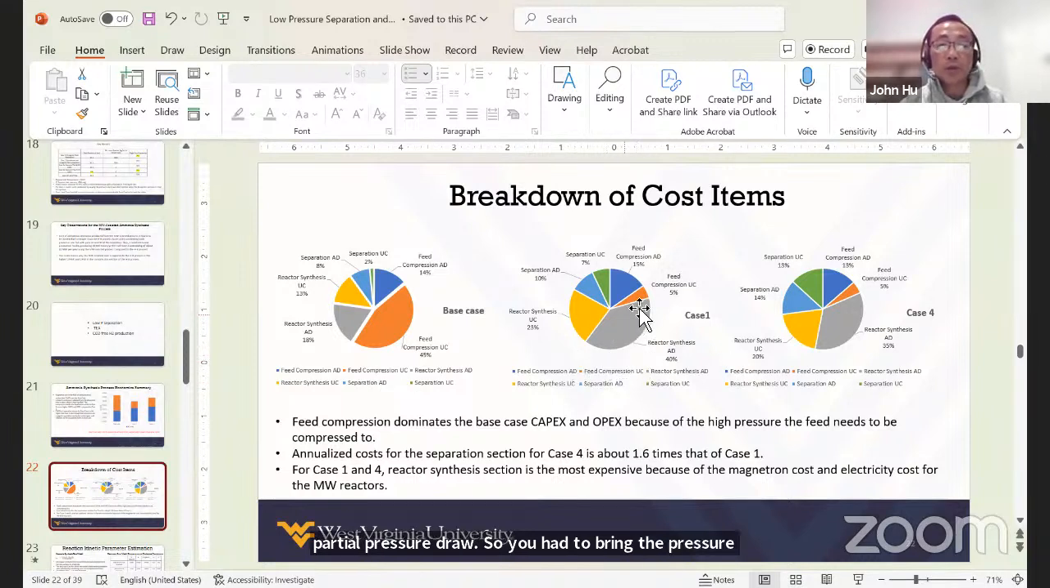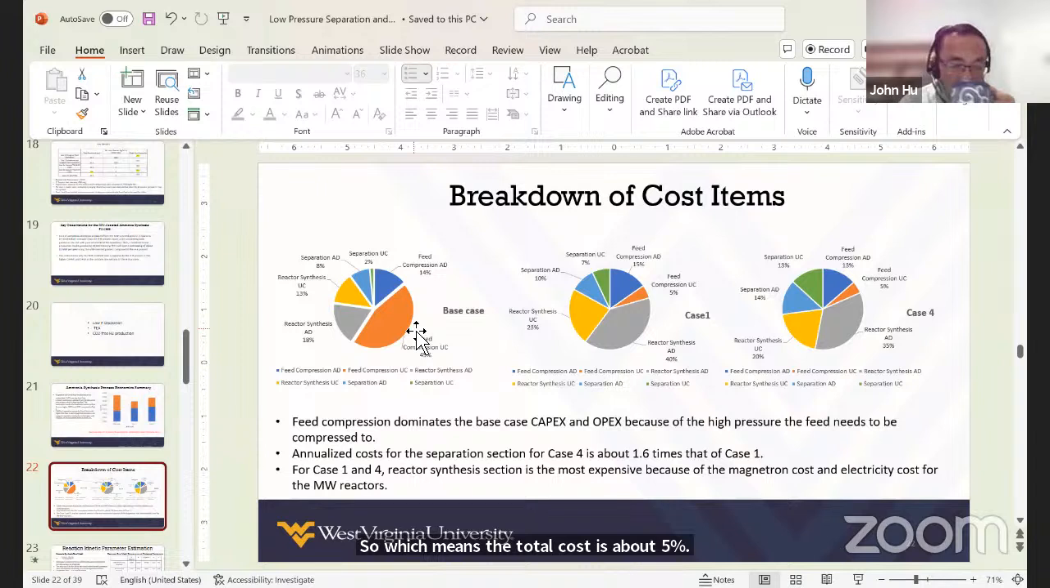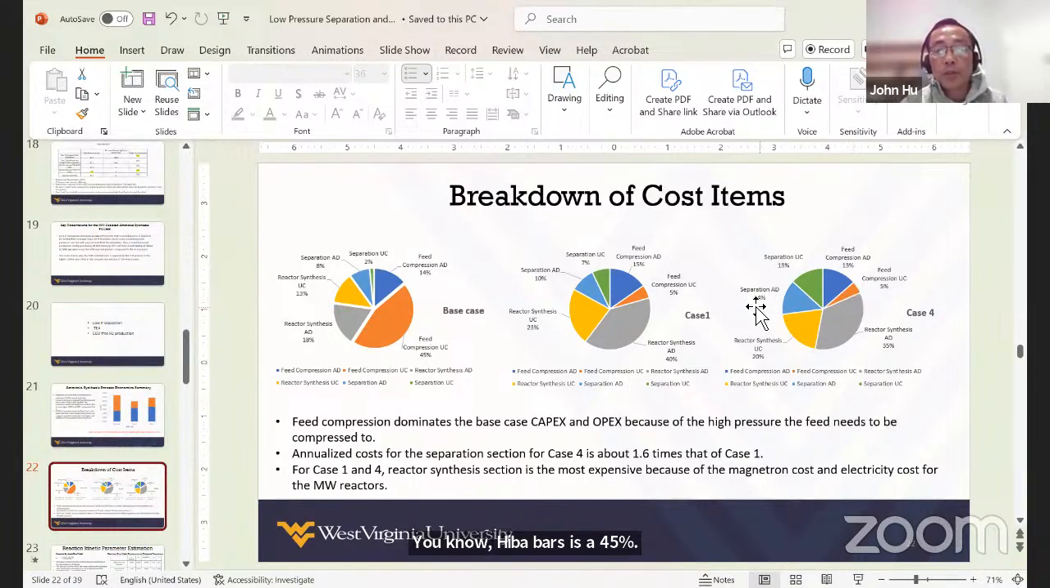If you see the low pressure separation, the orange color, the feed compression is only 5% of the overall cost. Which means the total cost is only 5%. And in the Haber-Bosch it is 45%. With case 4, also, the low pressure separation thermal swing is only 5%.